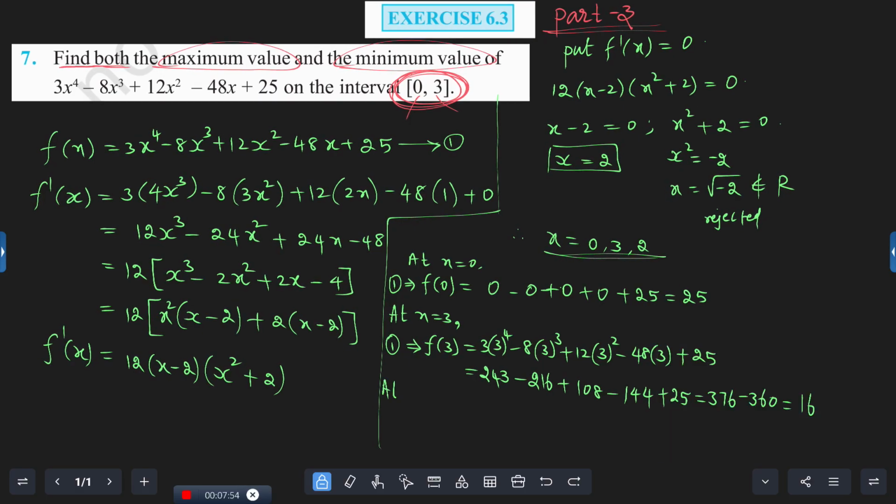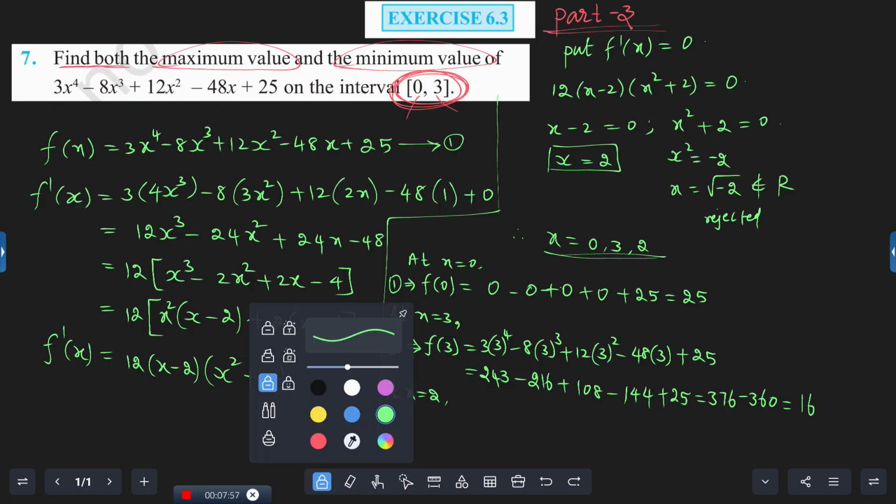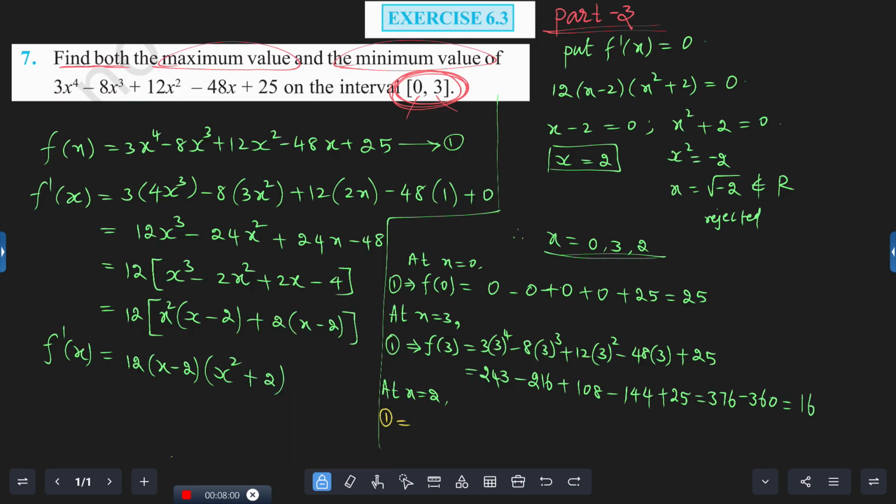That means at x equal to 2, that is also we have to find. So f of 2 is equal to 3 into 2 power 4. 2 power 4 is 16, I am writing directly here. Minus 8 into 2 cube, 8, plus 12 into 2 square, which is 4, minus 48 into 2 plus 25. Now 3 into 16 is 48, minus 8 into 8 is 64, 12 into 4 is 48, again minus 96 plus 25.